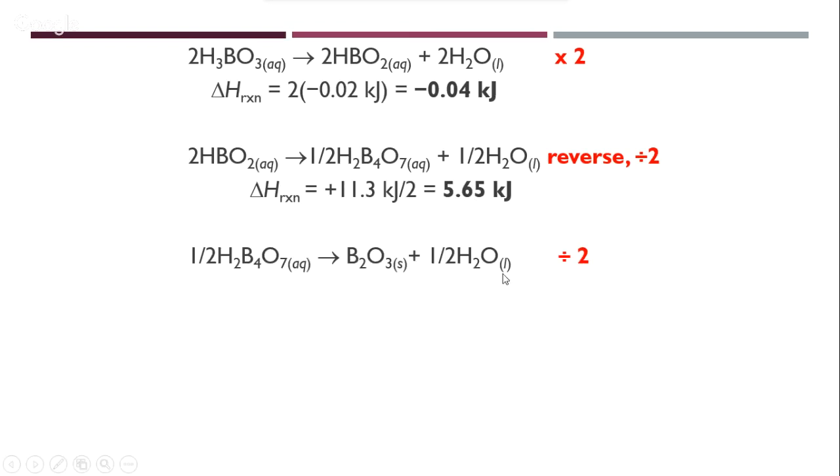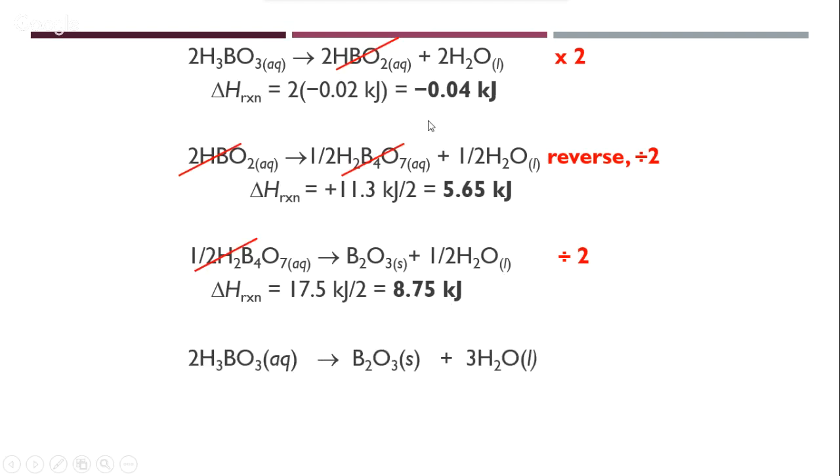Similarly, here also we divided it by 2 because I did not need to reverse or anything. And then simply add all of those. All of these will cancel out and you end up getting your final reaction. So you simply add the energies now. So minus 0.04 plus 5.65 plus 8.75. You will end up getting a final answer of 14.36. So this is one way to solve this question.